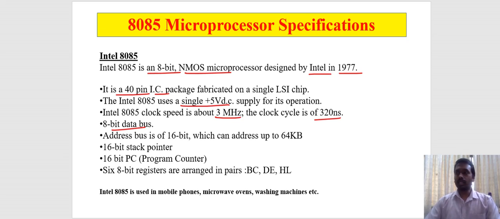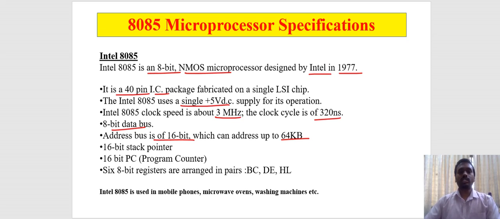The data bus is 8-bit wide. That means it carries 8 bits of information from one functional unit to another functional unit. And it has a 16-bit address bus. So with the 16-bit address bus, it can address up to 2 power 16 bytes, that is, 2 power 16 is nothing but 64 kilobytes of memory it can address.